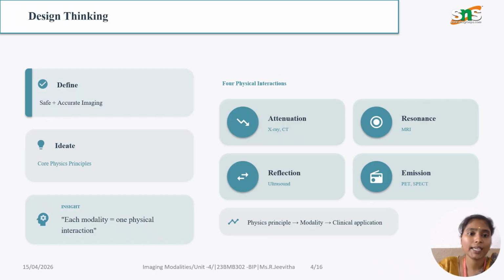Now let us think like engineers. Our goal is safe and accurate imaging. How do we achieve that? Each imaging modality is based on one physical interaction. There are four main interactions. Attenuation, which is X-ray and CT. Resonance means MRI. Reflection means ultrasound. Emission means PET and SPECT. So the chain is physics, modality, and clinical applications. A very important line: each modality has one physical interaction.